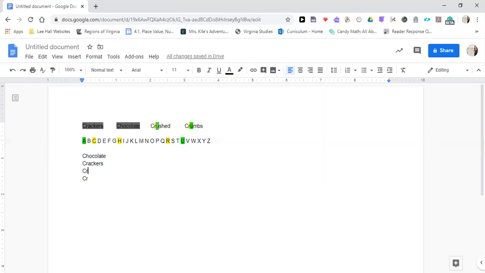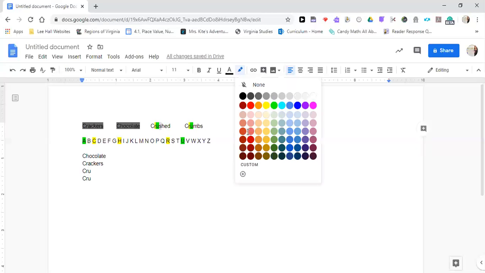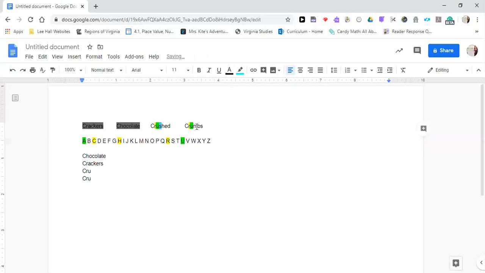Now, the third letter here for both is U. So I'm going to go ahead and put the U down. But I don't quite know what the words are yet. So now I have to move over to that fourth letter. So I'm going to go ahead and highlight the fourth letter in blue. And on crush, the fourth letter is an S. On crumbs, the fourth letter is an M.